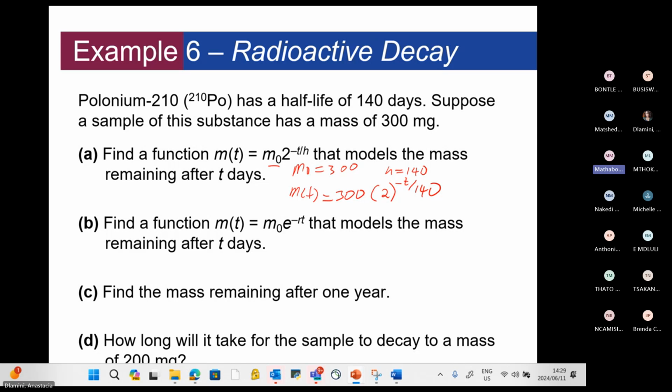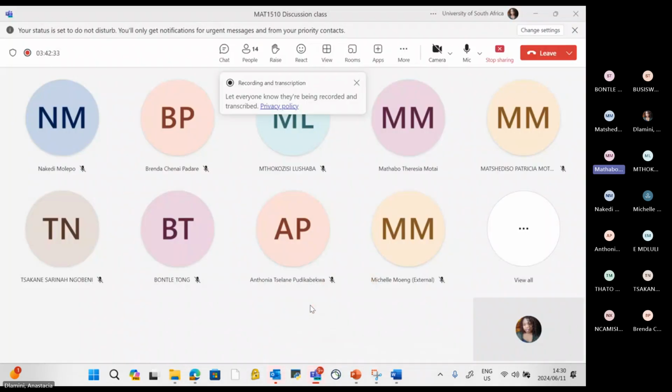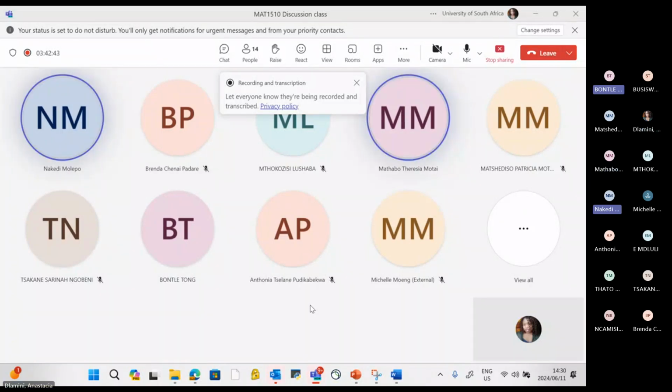So for the next one, or should I go on? Is there anyone else who got the answer? Let's check if anyone else got the answer. Guys, other people. Even if it's wrong, at least you tried. For A, hello guys, I got the answer. Yes, ma'am, got it.